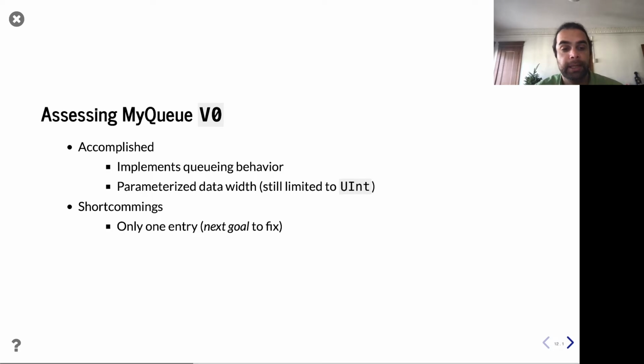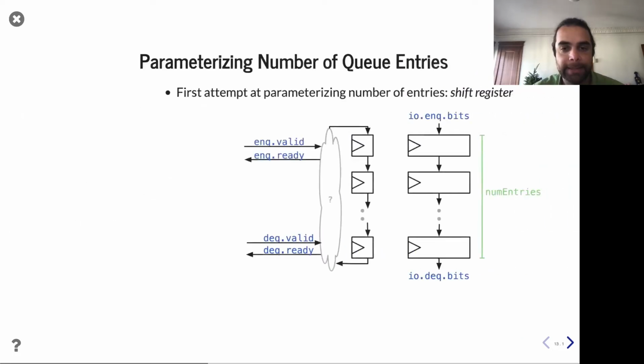So what are our major shortcomings so far? Well, really, it's just the fact it's a single entry, right? We were hoping to have a parameterized queue depth, and right now we basically made a single flop, right? A single register. Okay, so we're going to need to go about fixing that.